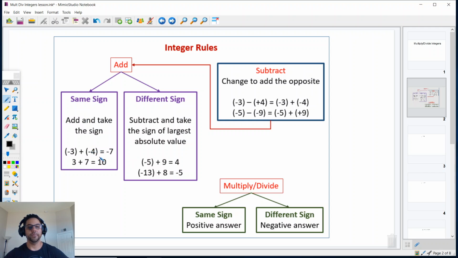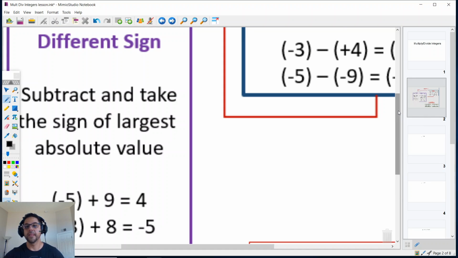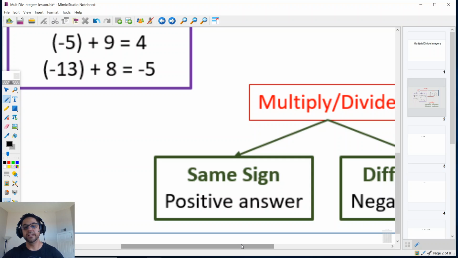We talked about the apples, the poison apples. Different sign, again, we said that they're going to subtract or take the difference, and then we're going to take the sign of, some of you say, bigger number, but we like saying the one with the greatest absolute value. So that will determine if it's a positive or negative answer. We also talked about adding the opposite, and again, that's referring to the addition and subtraction side.